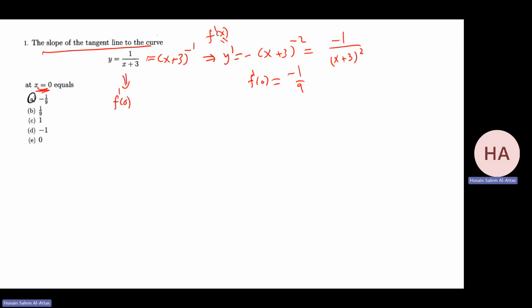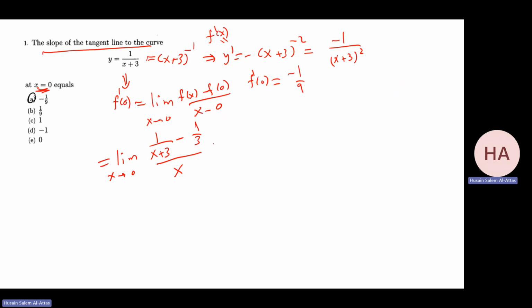I want f prime at 0, which is, using the definition, limit x goes to 0, f of x minus f of 0 over x minus 0, which is limit x goes to 0. This function, f of 0, it will be minus 1 over 3 over x. If we substitute, you're getting 0 minus 0 over 0. So you need to manipulate it. That will be 3 minus x minus 3 over 3x, x plus 3. Cancelled, cancelled. This one cancelled. Over 0 minus 1 over 9, which is this answer.